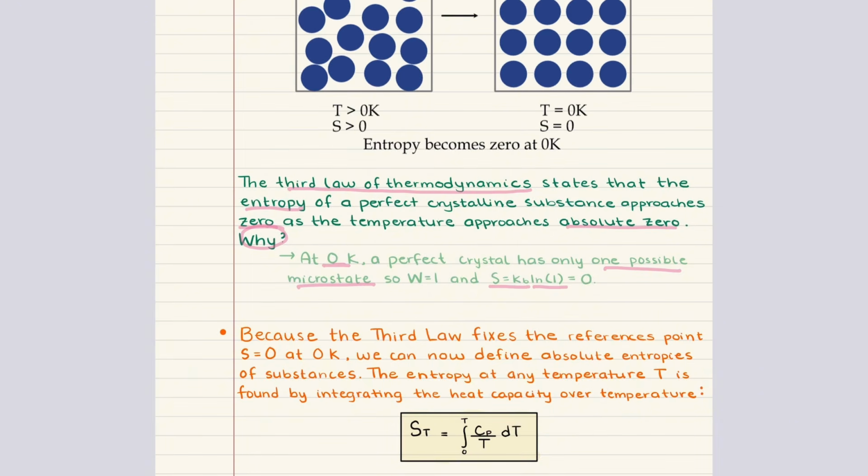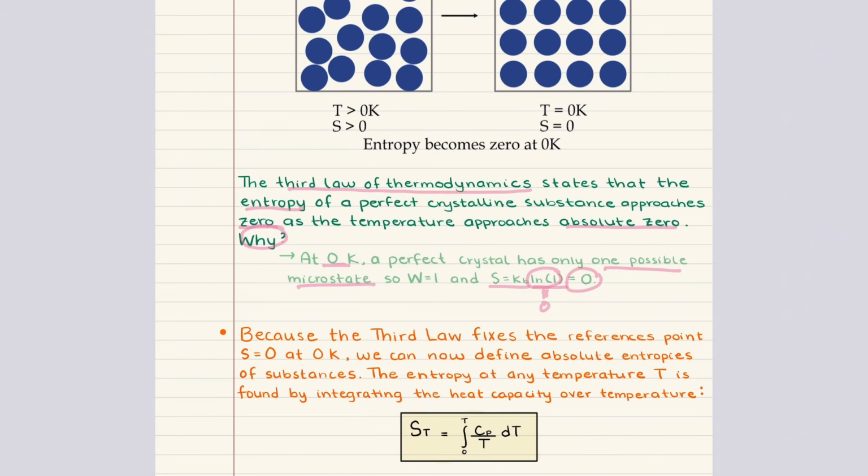If the number of microstates is 1, then entropy equals Boltzmann's constant times the natural log of the number of microstates. So that becomes Kb times the natural log of 1. And the natural log of 1 is 0. So entropy is equal to 0. That's the key idea. Perfect order means no alternative arrangements to count. So entropy vanishes in the limit of 0 Kelvin.